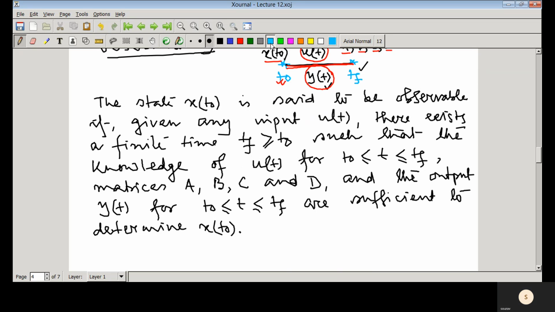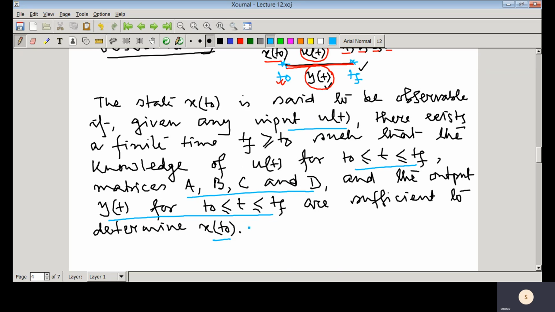So the concept is, the state x(t0) is said to be observable if, given any input, that means if you know that input, there exists a finite time such that the knowledge of u(t) for this time interval and matrices A, B, C, D, and the output also in that time interval, are sufficient to determine x(t0). Then it is said to be observable.